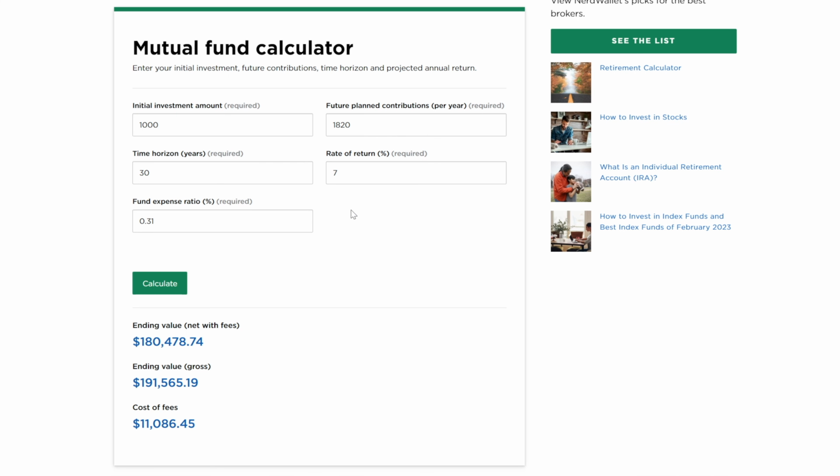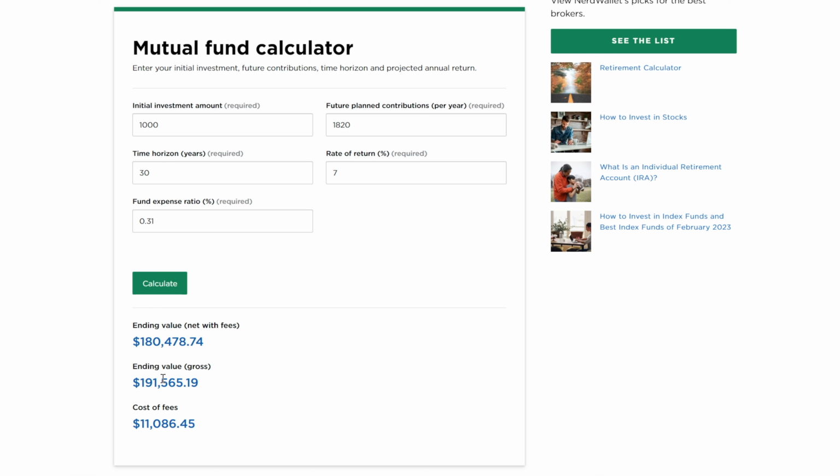And for the rate of return, 7% is pretty average. In fact, it might be a little bit conservative, but you could set this to whatever you want if you're calculating your own future returns. And then we're going to start out with the VGSTX expense ratio. So that's 0.31%, as we talked about.